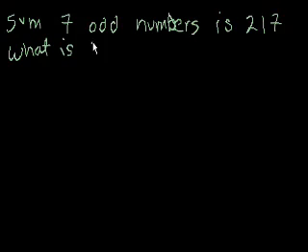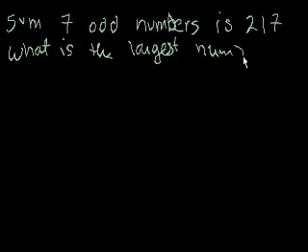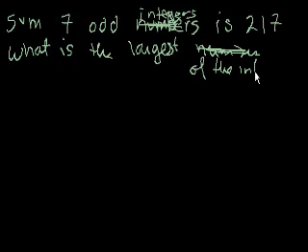What is the largest number? Oh, I shouldn't say number. 7 odd integers. It actually becomes a much harder problem if it was just 7 odd. Well, actually, the only things that could be odd are integers anyway, so you can almost assume it. But the sum of 7 odd integers is 217. What is the largest of the integers? As you can tell, I'm doing this on the fly.